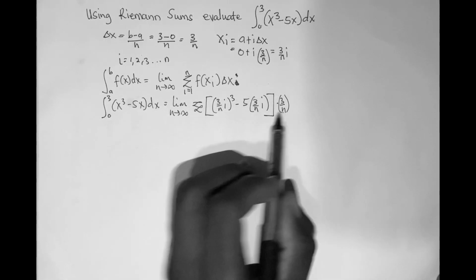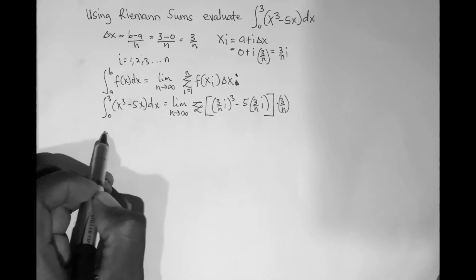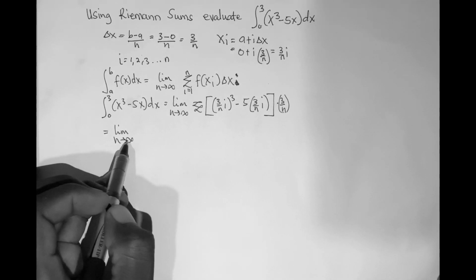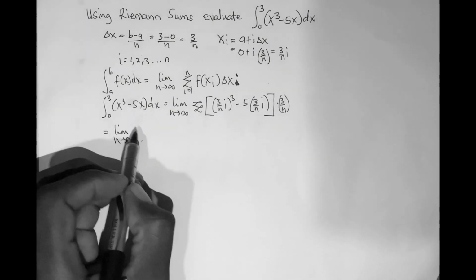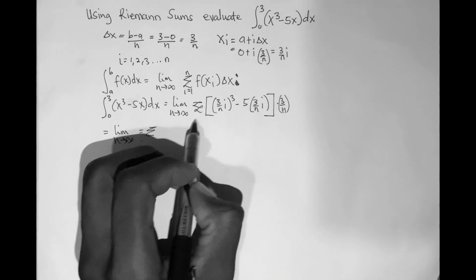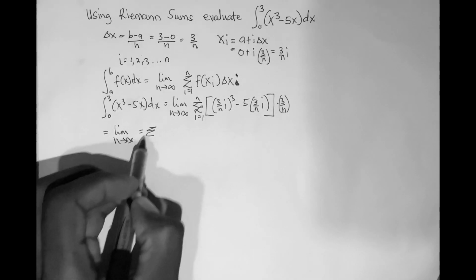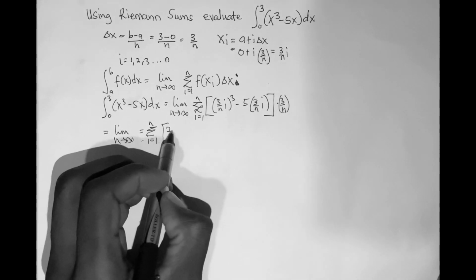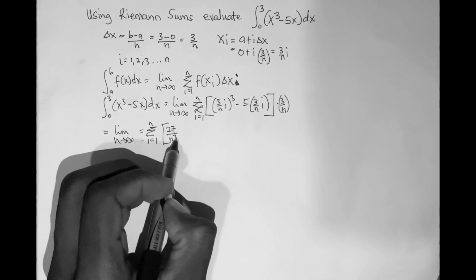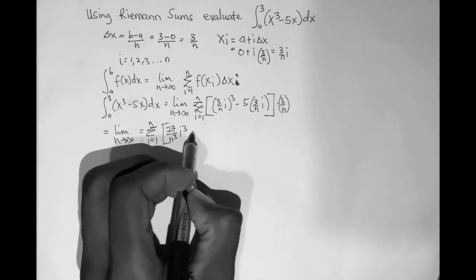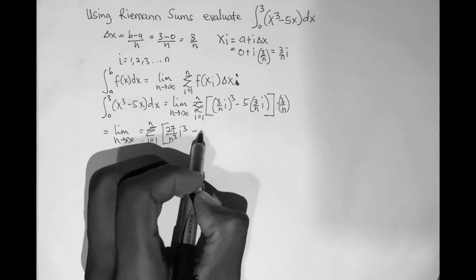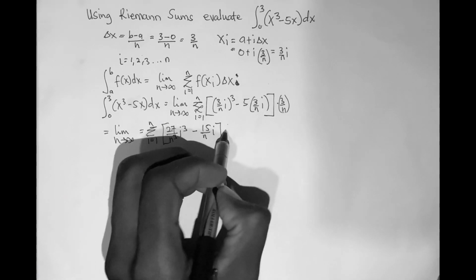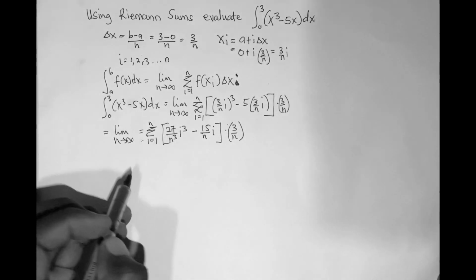So this is how it turns out to be. So now let's focus on this. This is equal to the limit as n approaches infinity. Now we want to expand this. So this is equal to the sum from i equals 1 to n of 3 cubed, which is 27 over n cubed, then i cubed, minus 5 times 3, which is 15, 15 over n i, then times 3 over n.